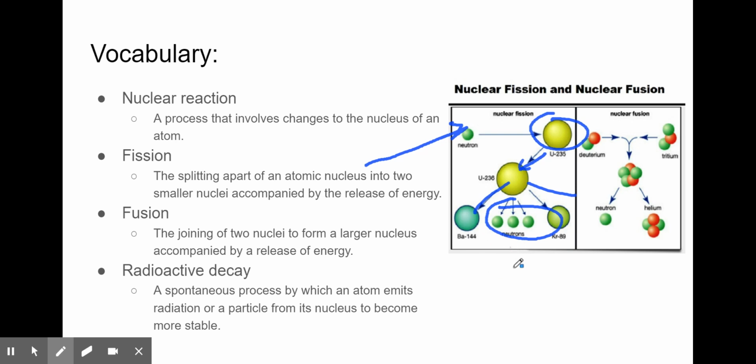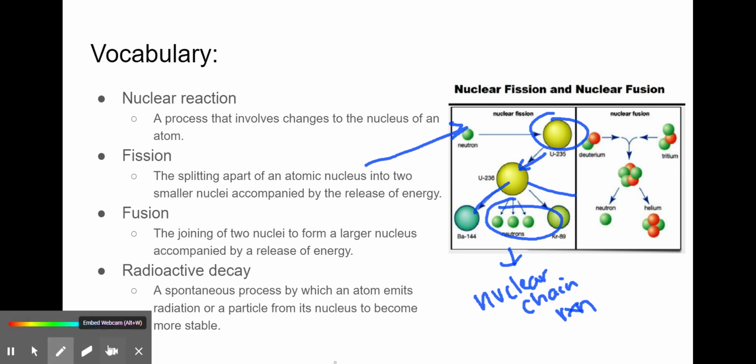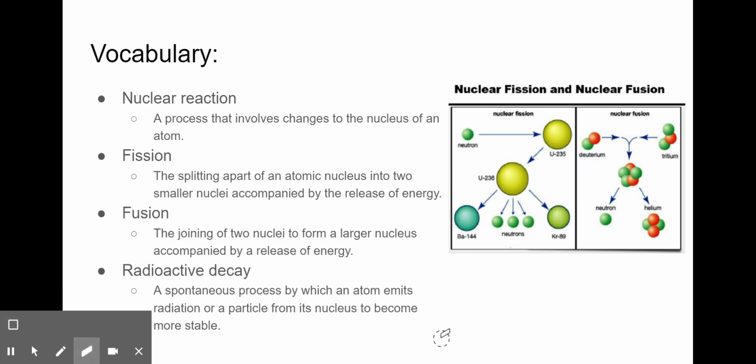Fission is where we will eventually see something called a nuclear chain reaction. Okay, and that's in the next lesson. Fusion is where we have two different nuclei and we bring them together to form one. Radioactive decay, how do we define that? It's a spontaneous process by which an atom emits radiation or a particle from its nucleus to become more stable. Okay.